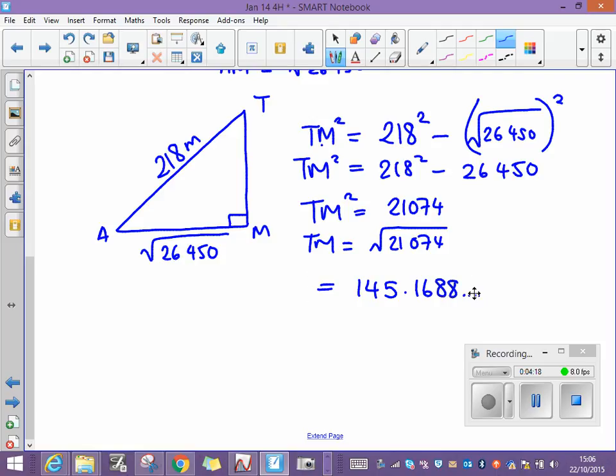That comes out as 145.1688 meters. I'm going to round that to three significant figures, which means I'm going to chop off after the 145. There's a 1 there, so it stays as 145. So TM is 145 meters to three significant figures.